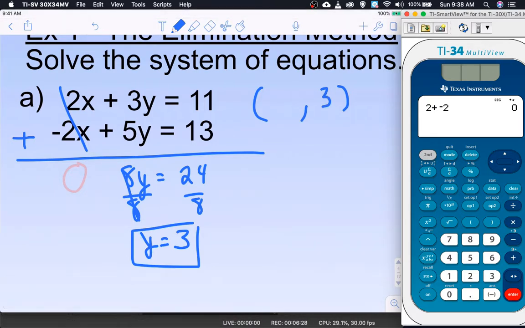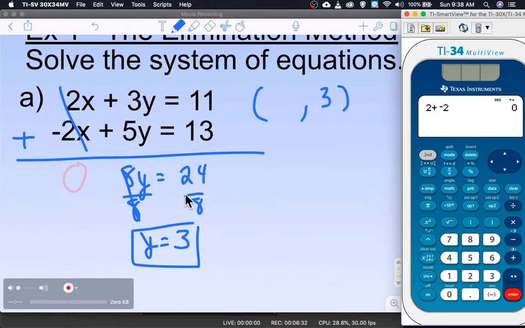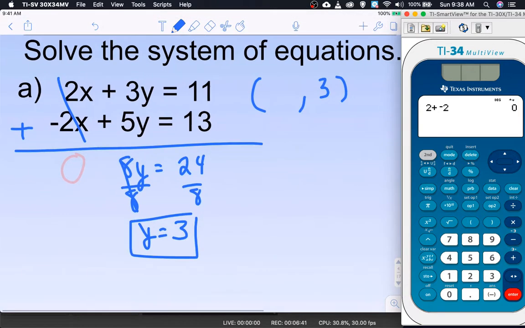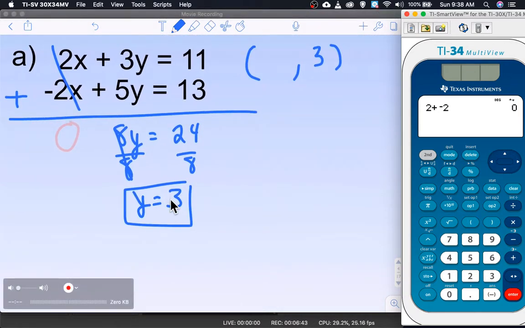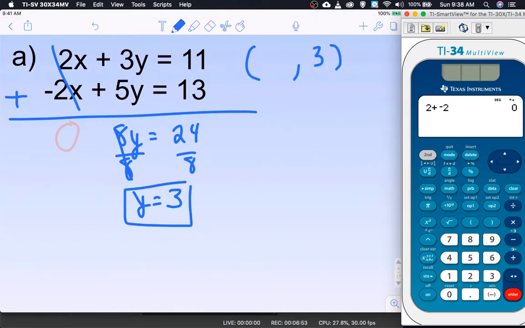Now, no matter what method you're using to solve your system of equations, the next step is the same. Once you've found one of your variables, in order to find the other one, we do a little bit of substitution, meaning I'm going to take this y value of 3 and plug it into one of my equations for y. It doesn't really matter which equation. I'm going to change color as well. I'm going to use this top equation.